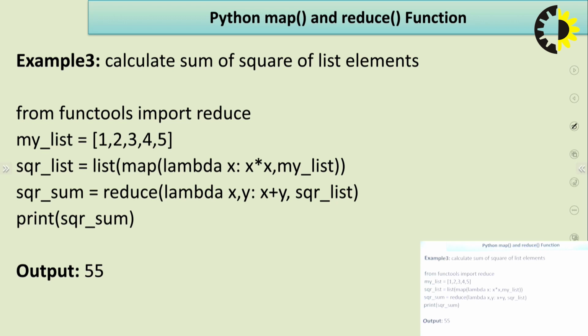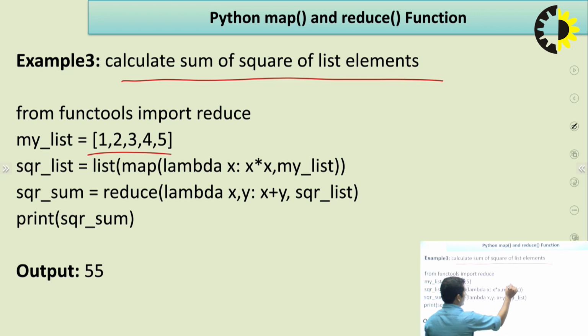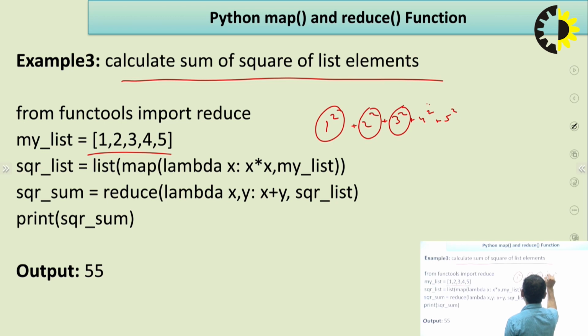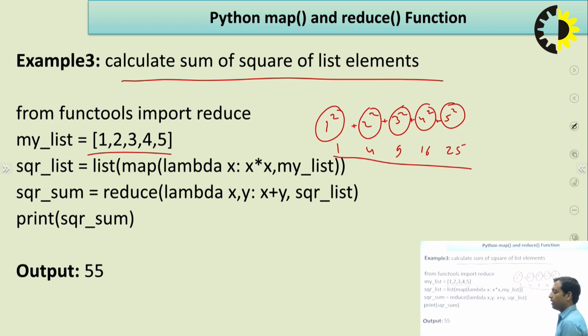Now another example. Here calculate the sum of squares of list elements. We have given the list 1, 2, 3, 4, 5. What will the result be? 1 square plus 2 square plus 3 square plus 4 square plus 5 square. So here two operations are there. First operation: square each element of the list. Square means 1 square, 4, 9, 16. So the square operation is applied on each and every element.